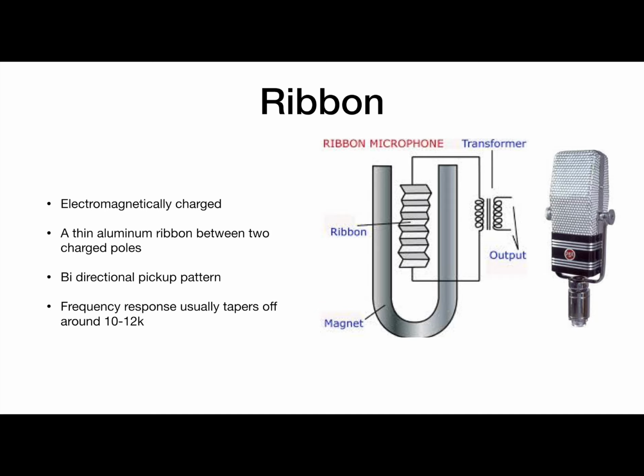The frequency response also tends to taper off sooner, around 10 to 12K. This is also why older recordings, where ribbon mics were the norm, tend to sound a bit duller, but using ribbon microphones on the proper source may open up the top end in a mix for other sources.